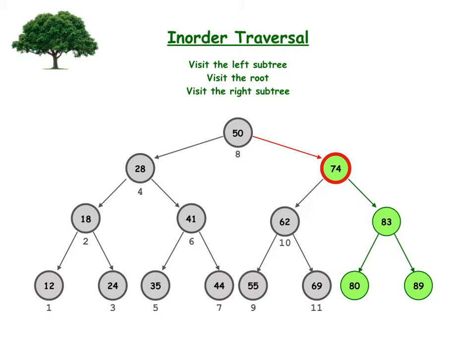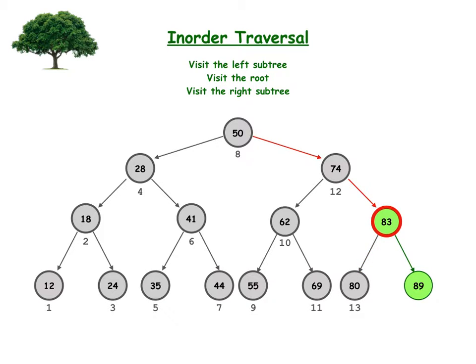Now we're at 74. 74's left subtree is complete. Now we can visit 74. Then we can visit 74's right subtree. Before we can visit 83, we must visit 83's left subtree. 80 has no left subtree. So the next step is to visit 80 itself. 80 has no right subtree, so now we're done with 80.